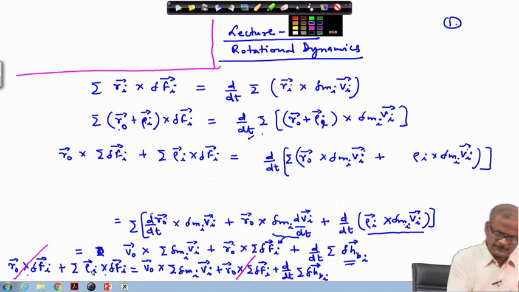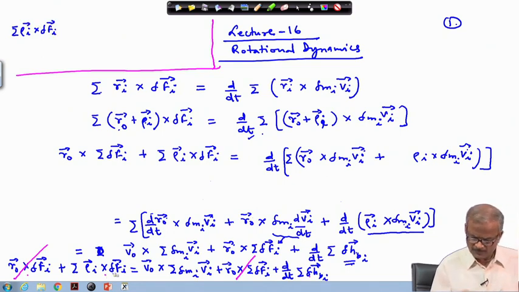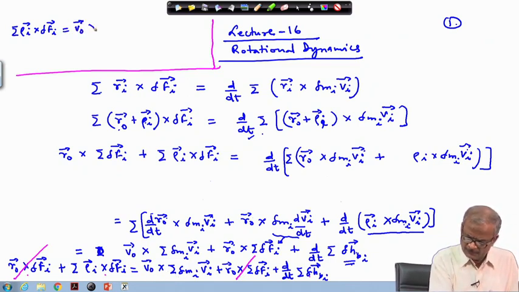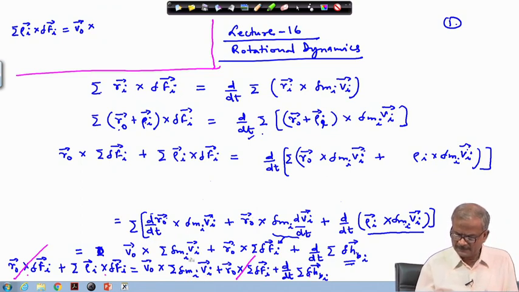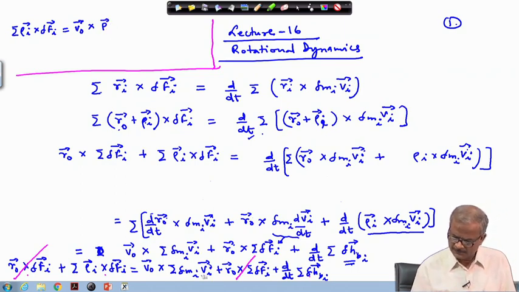So, if you look here, this is rho I cross delta f I, this is the summation, and this is equal to V 0 cross delta m times V I. This is the summation over the whole body. This is the linear momentum of one particle. So, summation over all the particles, this will be the linear momentum of the whole body. Okay. So, linear momentum of the whole body, this is the P. And we will come to this further.